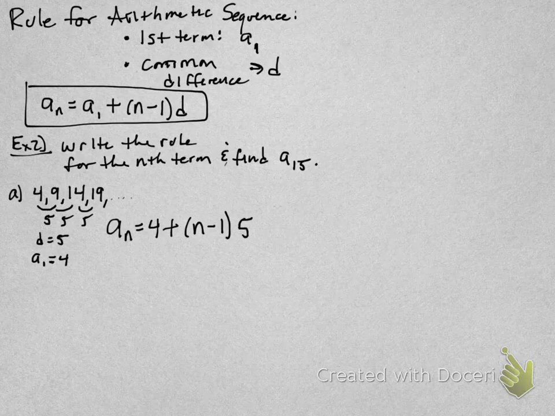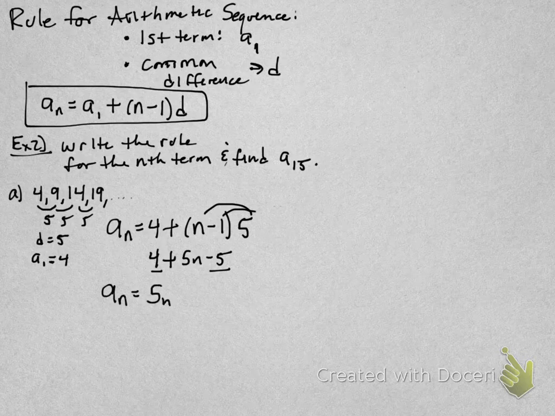Now I don't want you to leave your formula like that. It's not very pretty looking. You do want to distribute, so I'd get 4 plus 5n minus 5, and then I can add like terms here, giving me a final formula, and the best looking way of writing it I think is 5n, and then 4 minus 5 is minus 1.